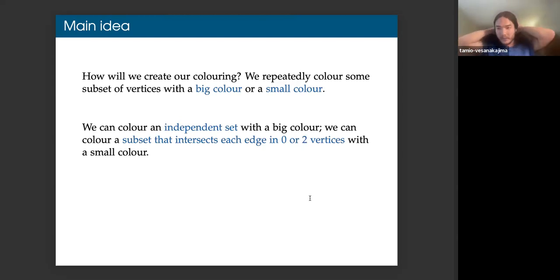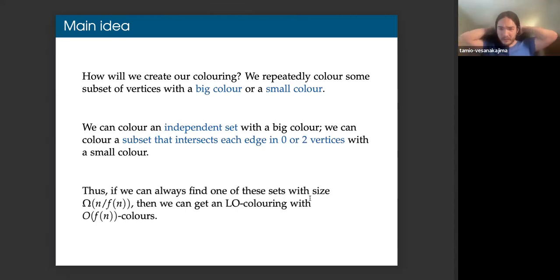In the case that we color with a small color, we're going to want to color a subset of vertices that intersects each edge in exactly 0 or 2 vertices. Why is that the case? If I intersect in 0, then I'm going to color the edge recursively. If I intersect in 2, then I have that edge, the two of the vertices have an equal value, that's small, but the third value is going to be strictly larger since we color with this small color. And then again, everything later on is going to use a bigger color.